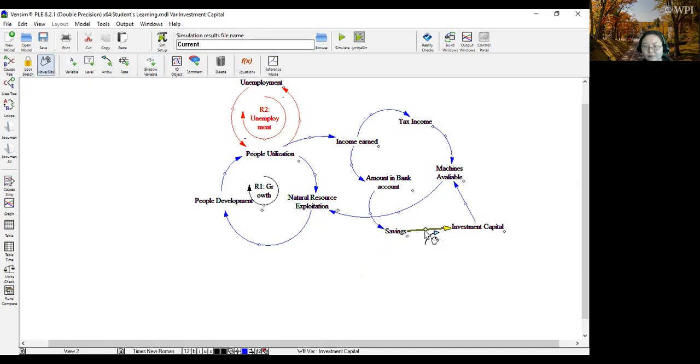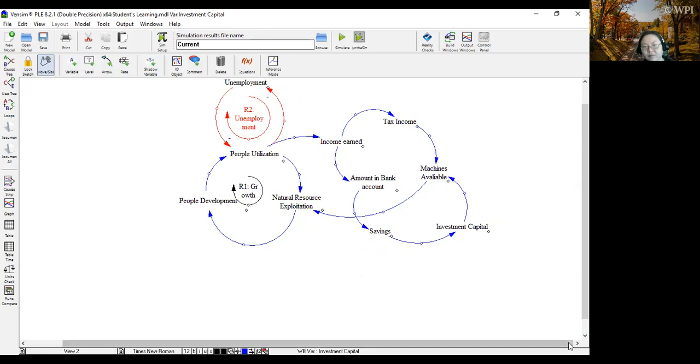Basically, my point is that if governments thought more like this, they would be solving more problems than causing them. So let me see if I have a feedback loop.